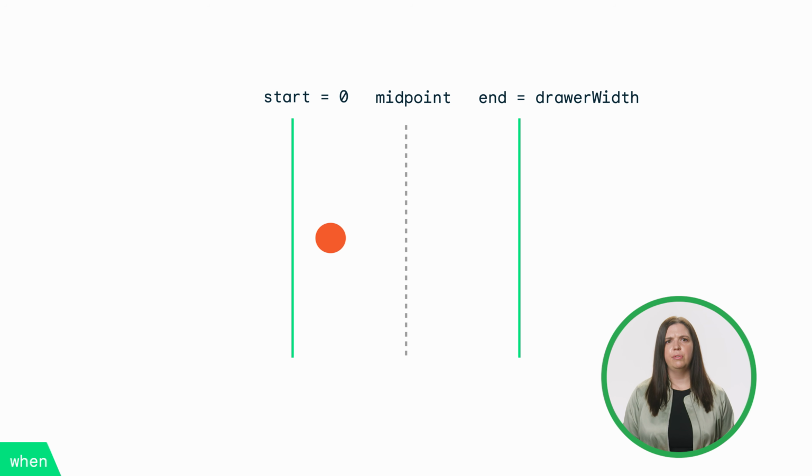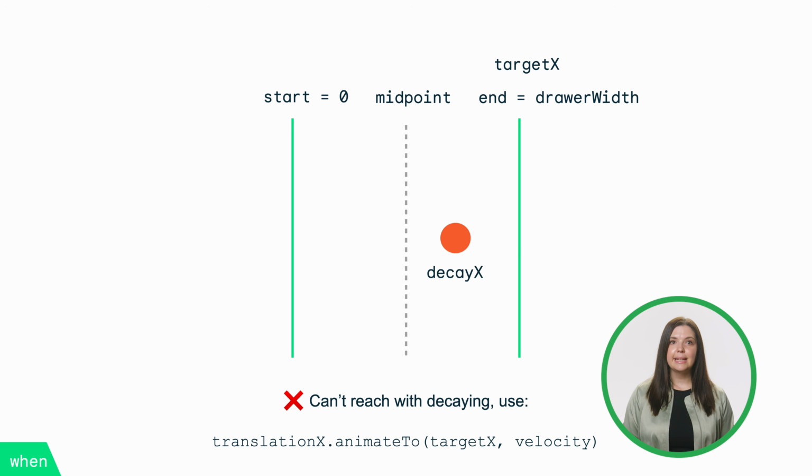If we can't naturally reach the target, say in this example you can see if we naturally decayed, we'd end up just past the middle of the screen. In this case, we want to just call animateTo with our current velocity, and this will take care of increasing the velocity and decreasing it to get to the target x that we want to get to.